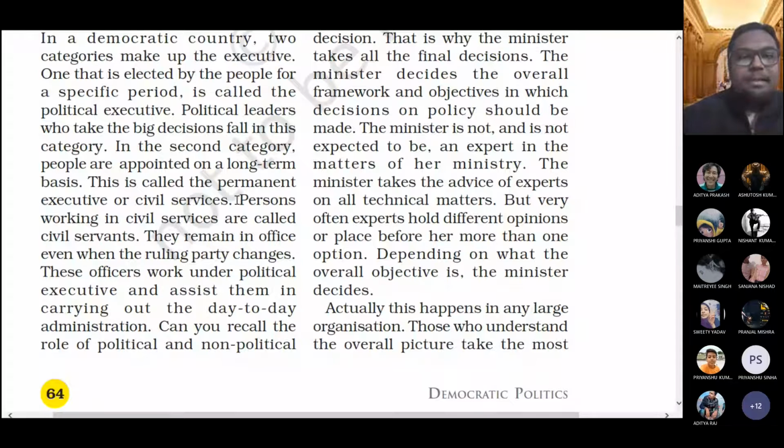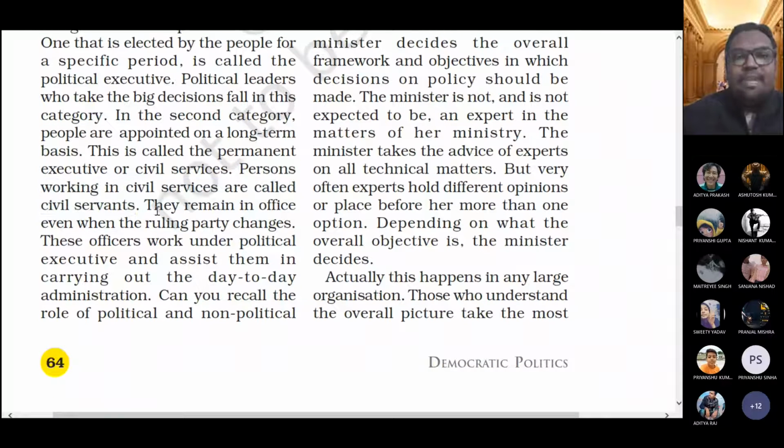So let us see. Persons working in civil services are called civil servants. We all know about that. IAS, IFS, there are Indian Forest Services, Indian Foreign Services, Indian Economic Services. Normally when we talk about civil services, we generally talk about IAS, but there are many posts. They remain in office even when the ruling party changes. The political executives change when the ruling party changes after every election, but the permanent executives stay in their post until they retire. These officers work under the political executive and assist them in carrying out day-to-day administration.